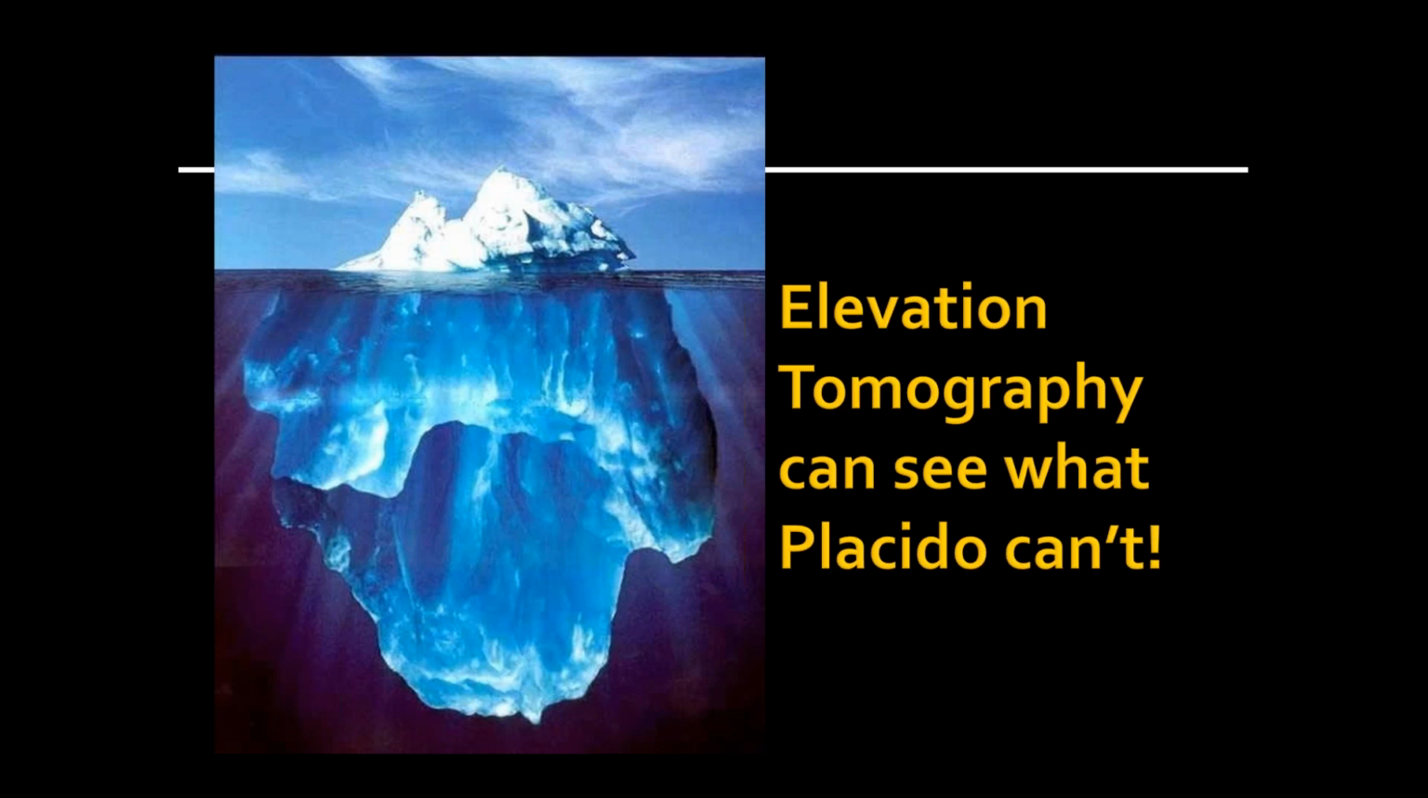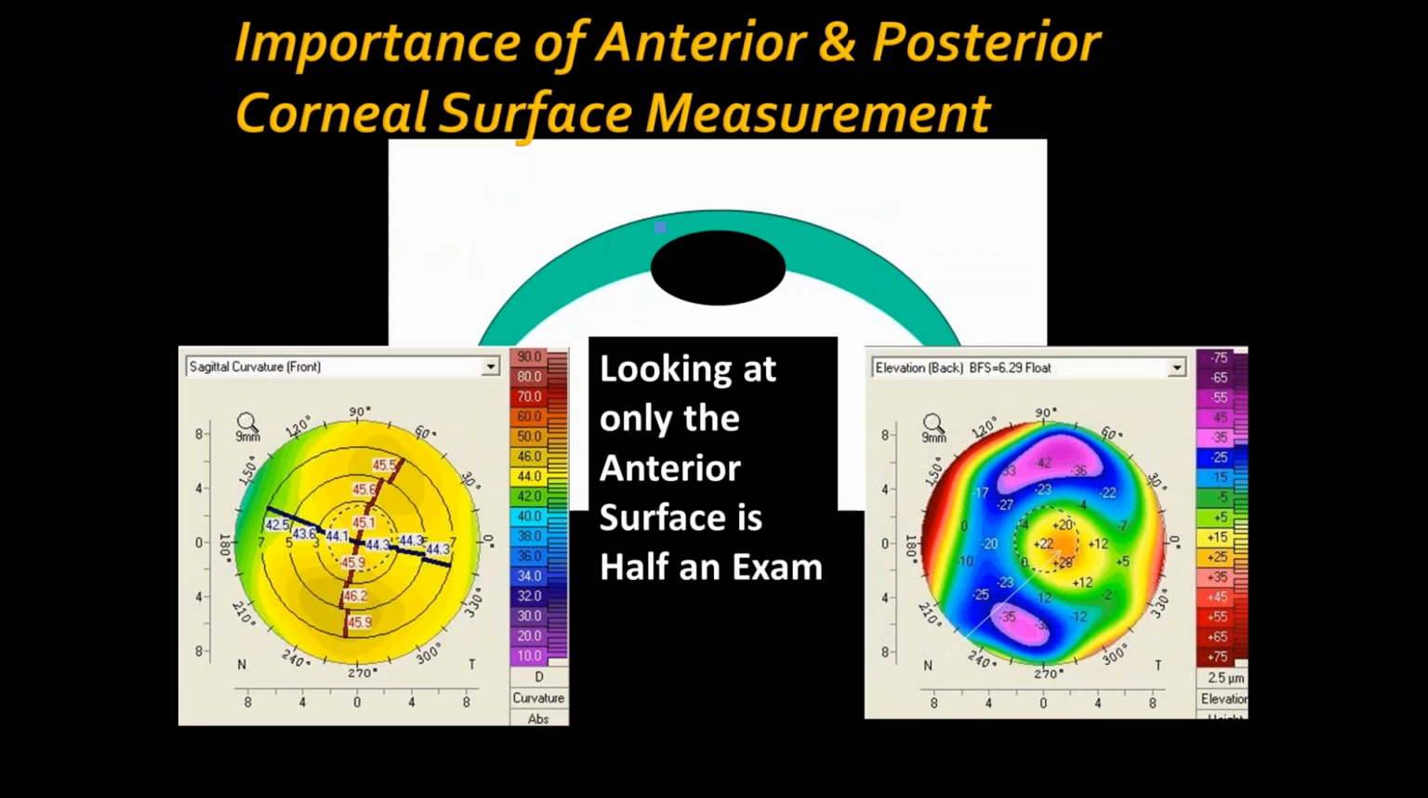Well, you know, we showed this slide before. We talked about what Placido topography was missing, just like the iceberg under the surface. When you're not looking at the back of the cornea, that's really missing a lot of data. So let's just take a look at an example. Here we can see on your left a sagittal curvature map that actually looks pretty normal. Most of us would look at that and say that doesn't look abnormal at all.